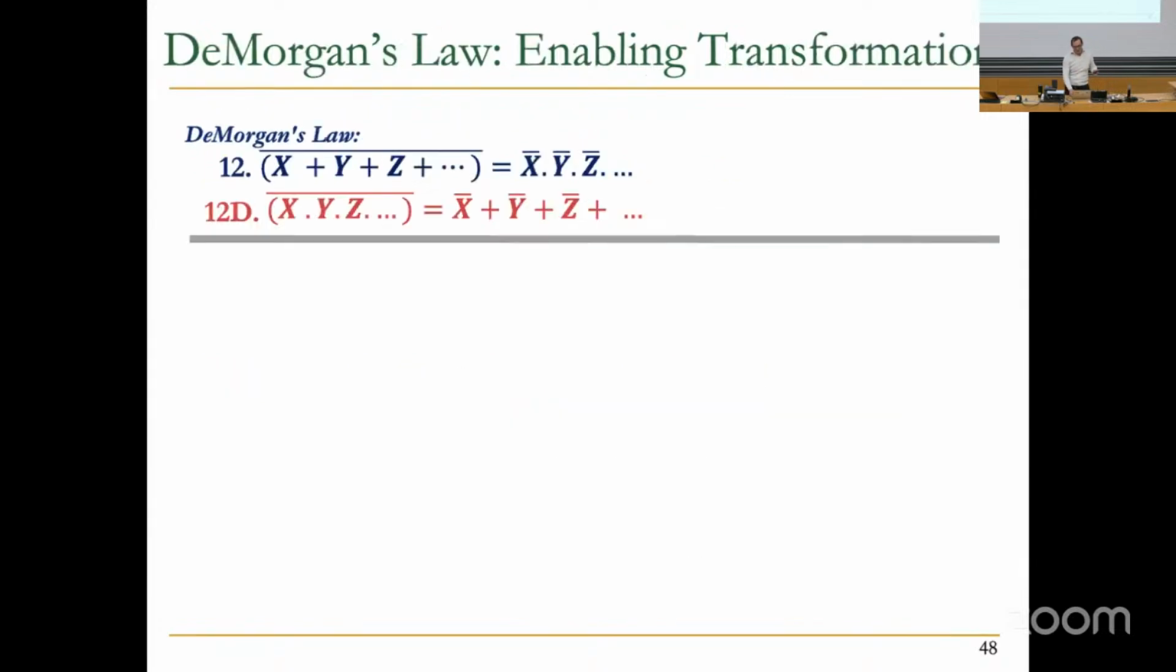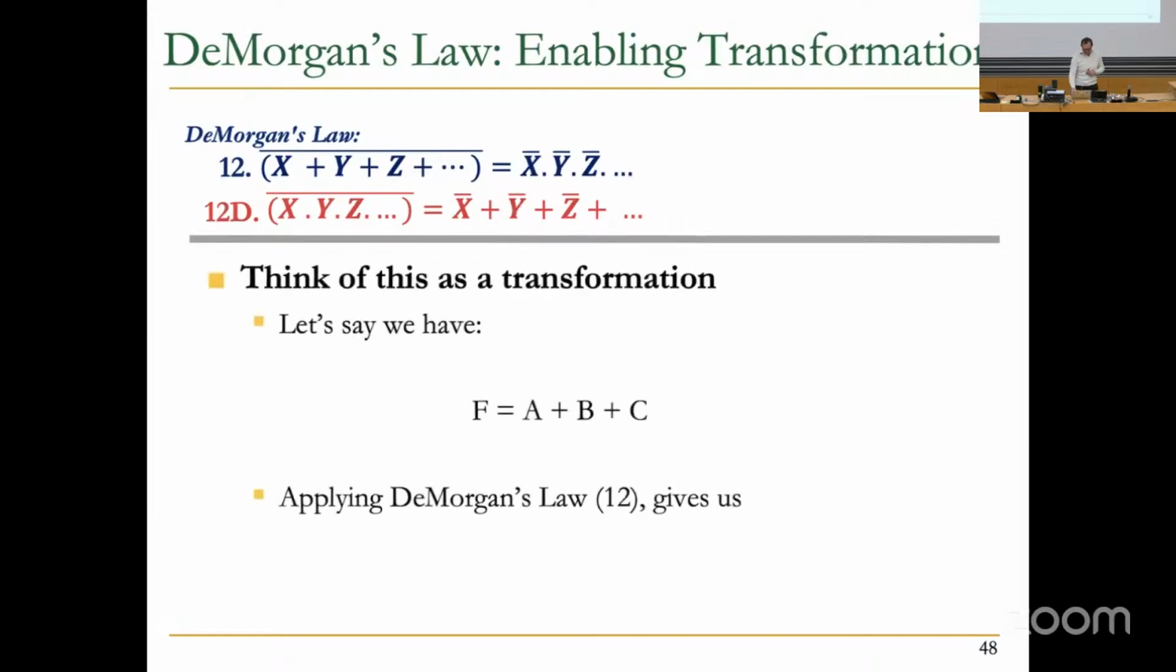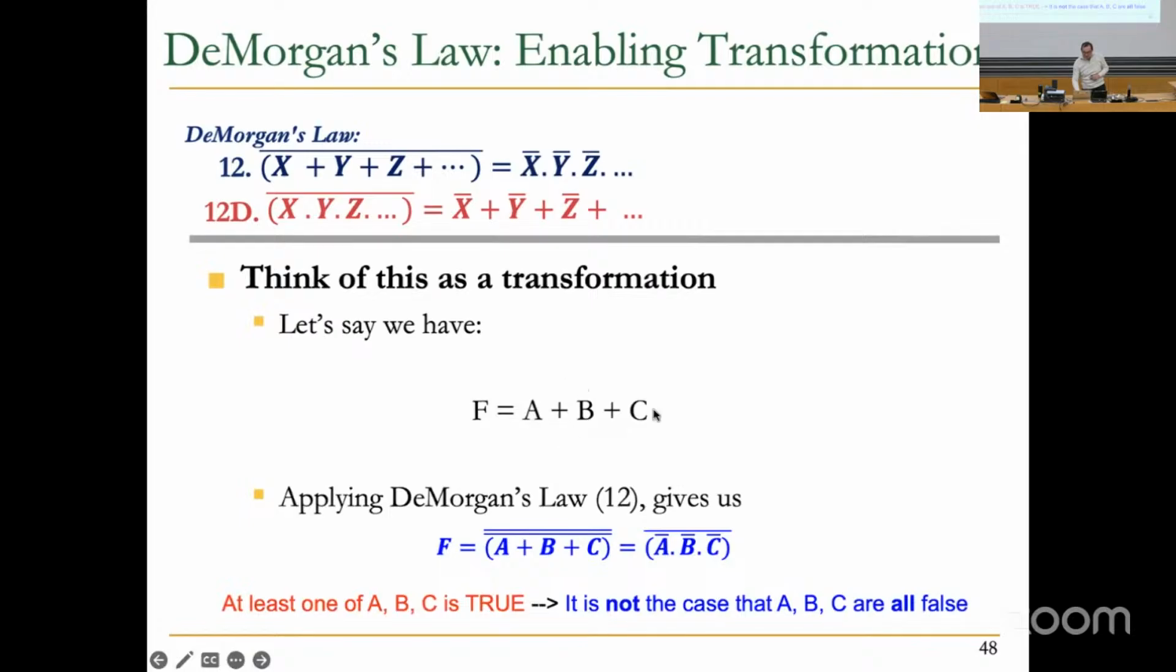De Morgan's law is actually useful, as we may see. How many people have seen De Morgan's laws? Okay, that's good. So I'm going to go through this relatively quickly again. Basically, this is what it says. You can think of this as a transformation, right? You have a function A or B or C. You take the complement and complement twice. A or B or C means at least one of A, B, or C is true. And De Morgan's version of it says it is not the case that A, B, C are all false. So it's logic again, basically, right? You can express things this way, or you can express things this way.